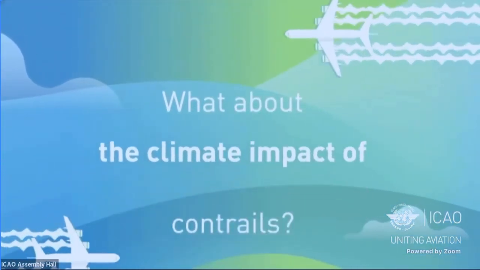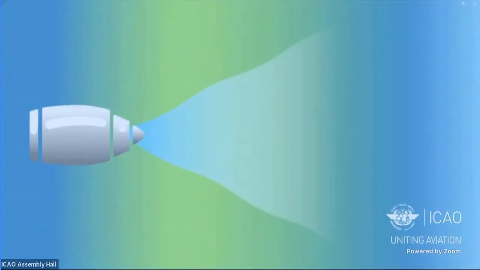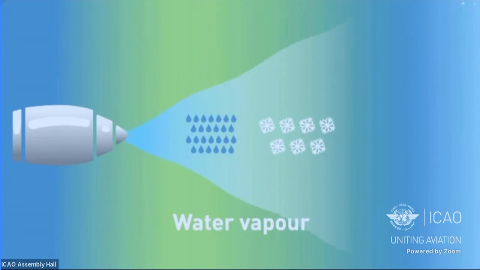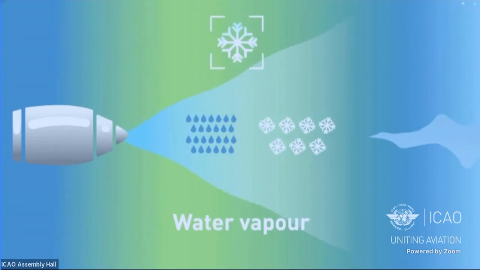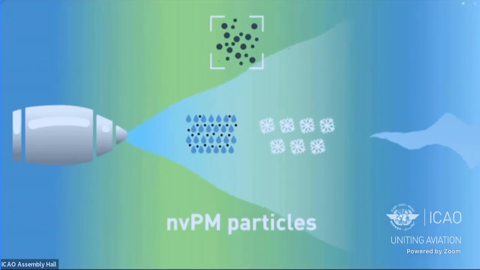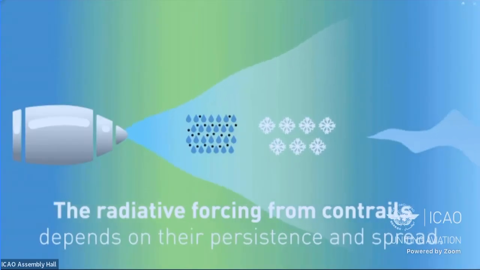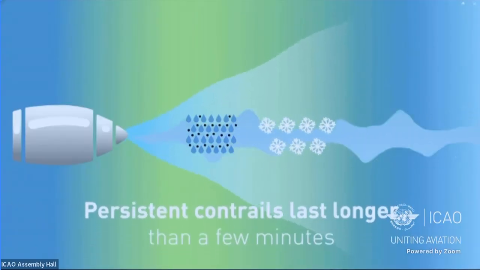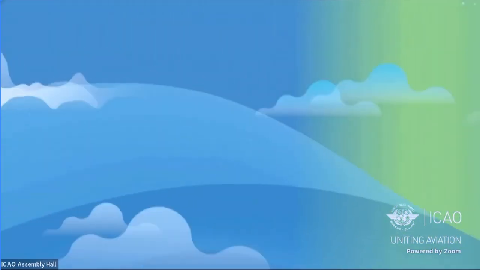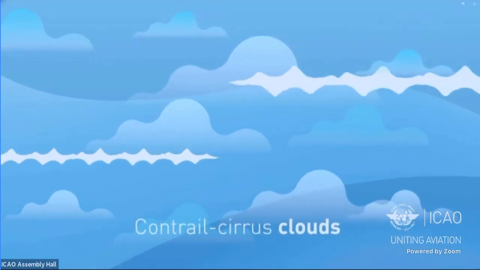What about the climate impact of contrails? Contrails form when water vapor from a cruising aircraft condenses and rapidly freezes into ice crystals. While ice crystals can form solely with water droplets, more commonly they form as the result of water vapor on nvPM particles. The radiative forcing from contrails depends on their persistence and spread. Contrails that last beyond a few minutes are referred to as persistent contrails. Only the persistent contrails that spread to form contrail cirrus clouds may have a significant climate impact.